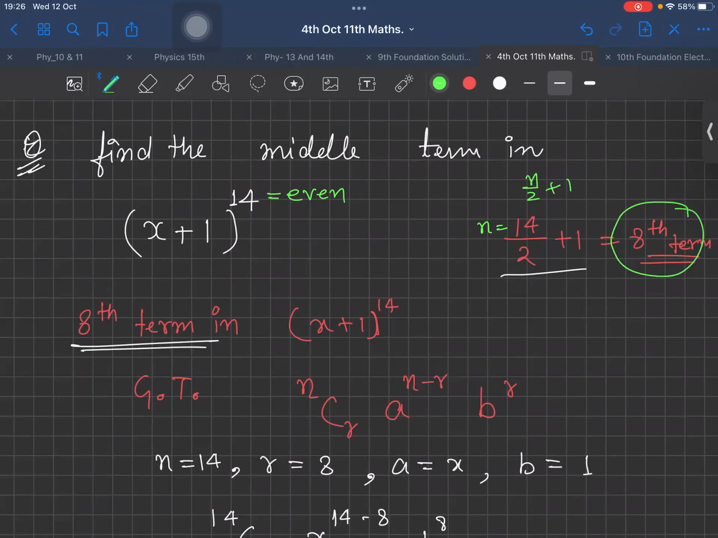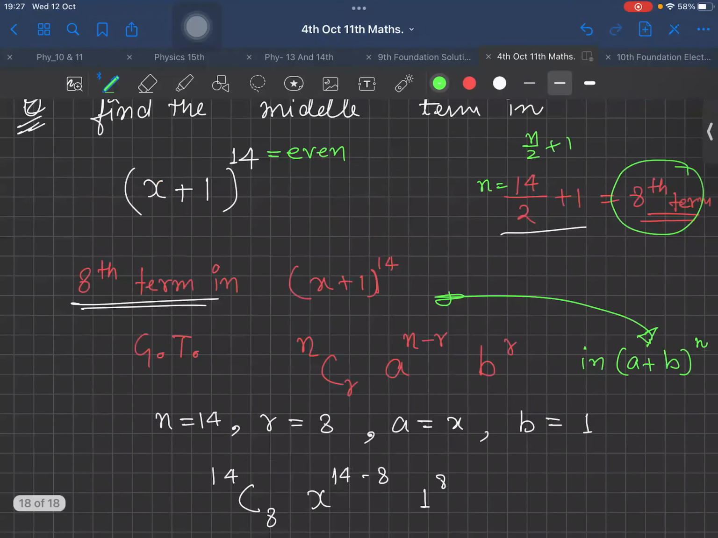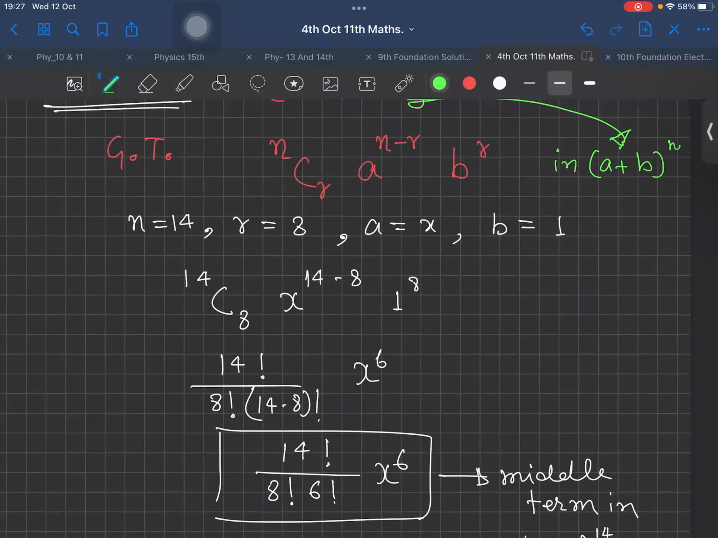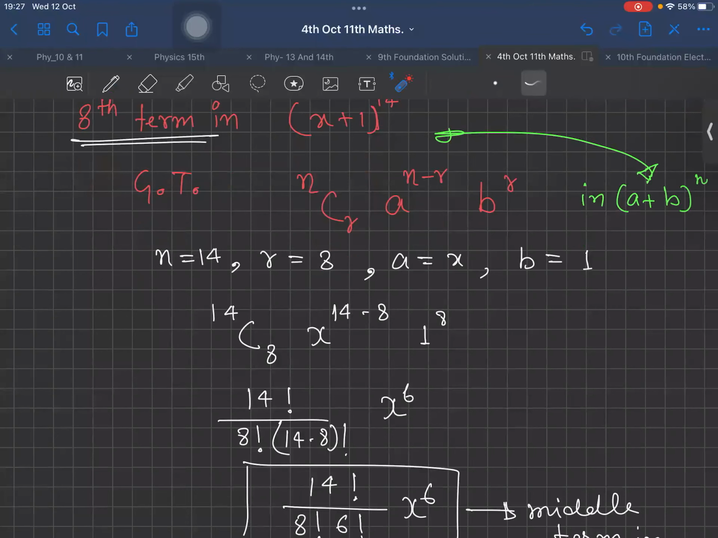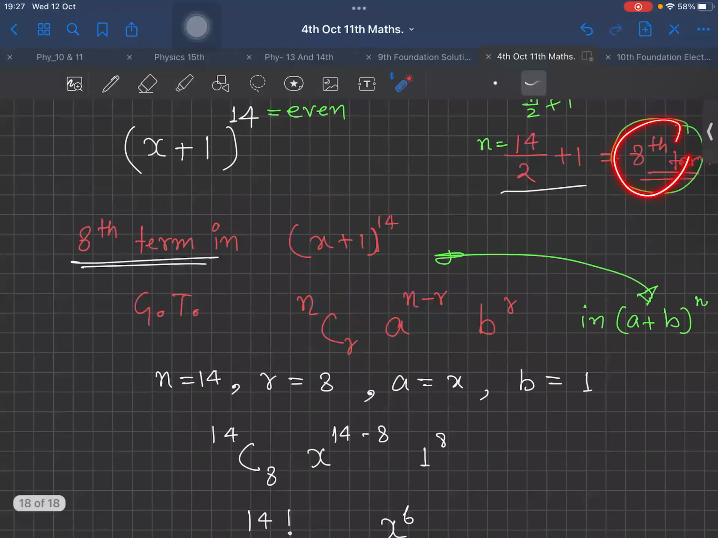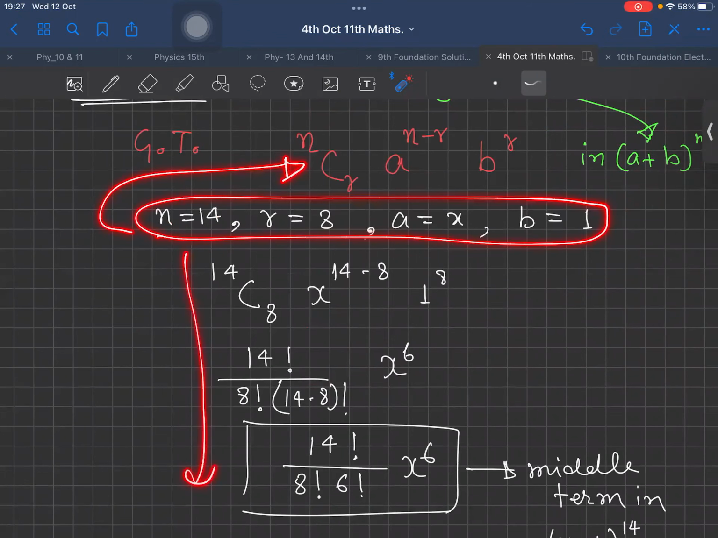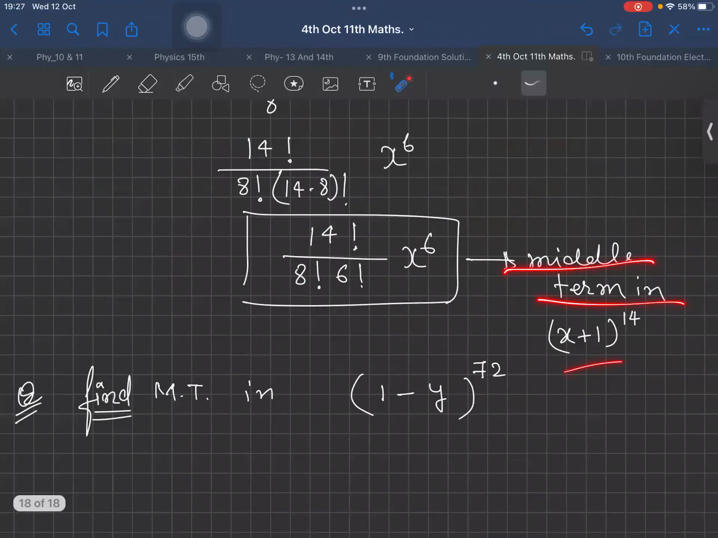So to find the 8th term, first we need to write the general term. The general term in (a plus b) to the power of n is nCr, a to the power of n minus r, b to the power of r. Now if you compare these two, and you need to find the 8th term, that means r is equal to 8, n is 14, it is already given. a is x, b is 1. So we'll just substitute these values in the general term, and you'll get the middle term. So similarly, find this one.